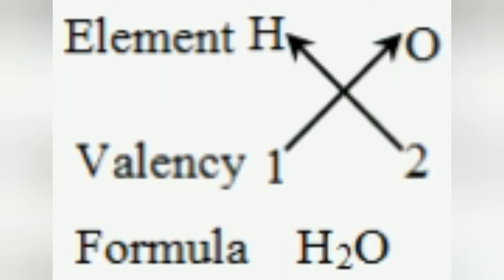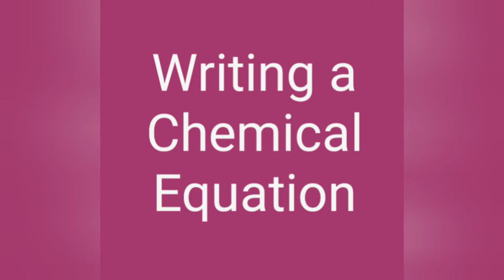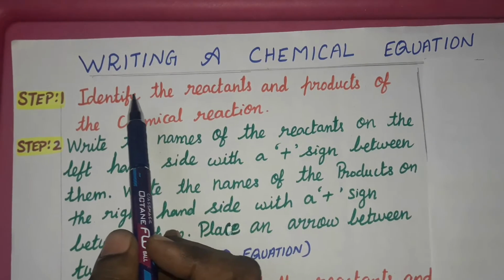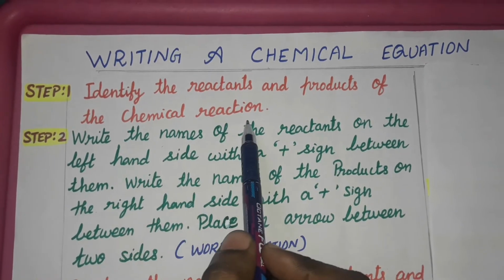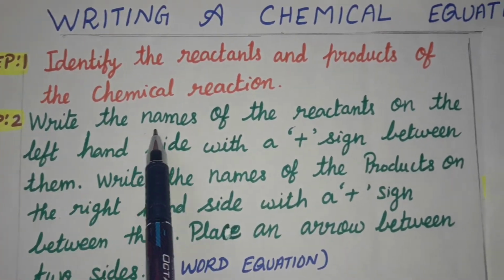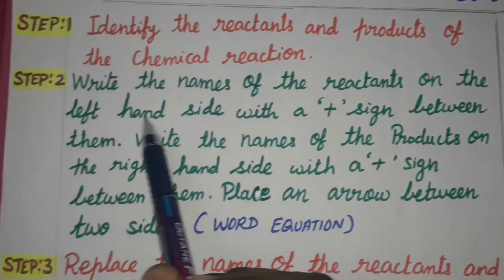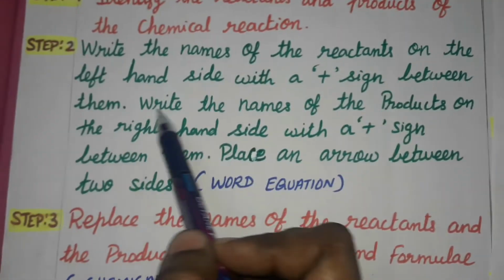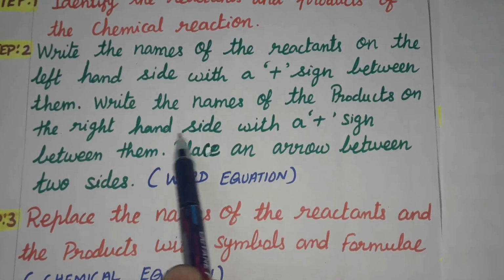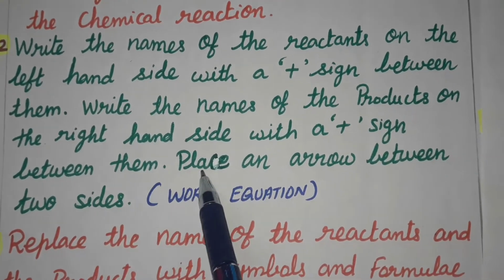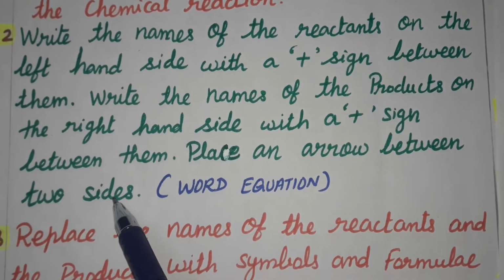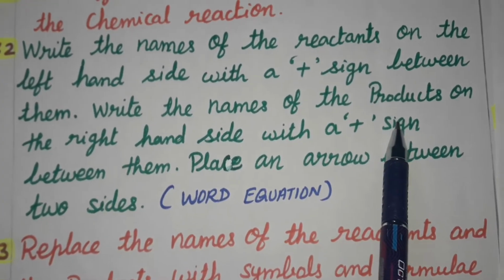Children, we know the steps involved in writing the chemical formula of a compound. Like that, there are some steps in writing a chemical equation also. Let us learn the steps involved in writing a chemical equation. Step 1. Identify the reactants and products of the chemical reaction. Step 2. Write the names of the reactants on the left hand side with a plus sign between them. Write the names of the products on the right hand side with a plus sign between them. Place an arrow mark between the two sides, that is between the reactants and the products.